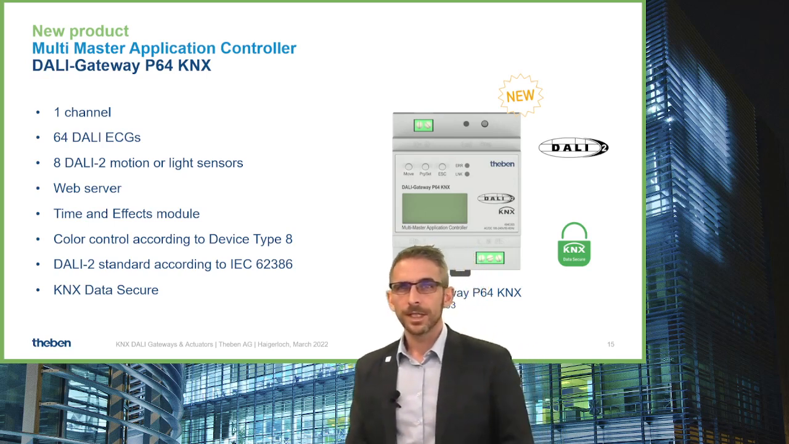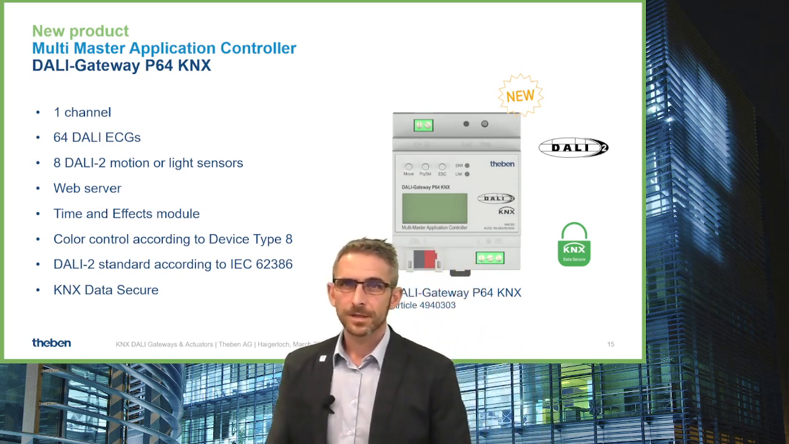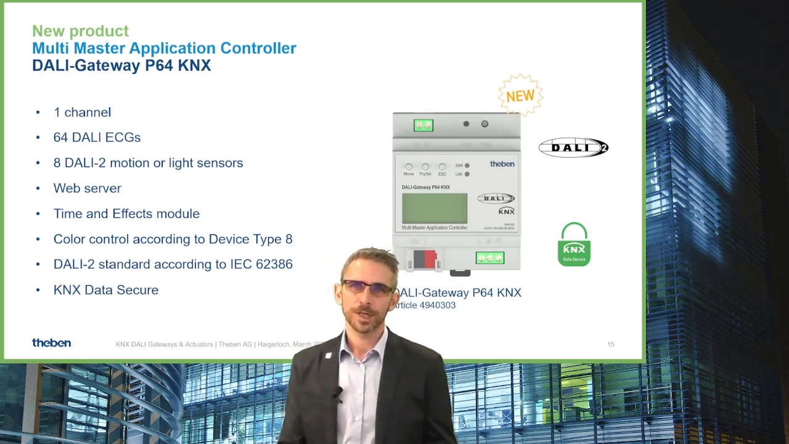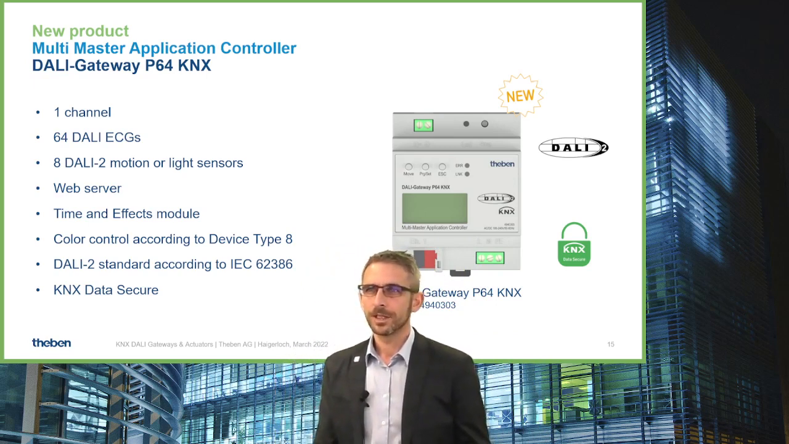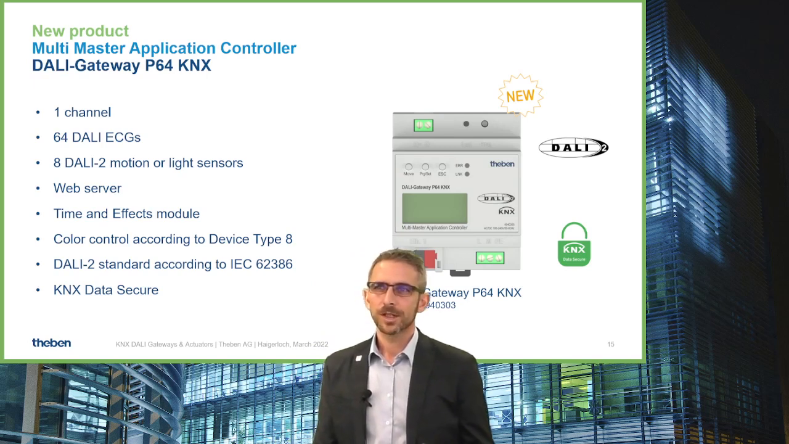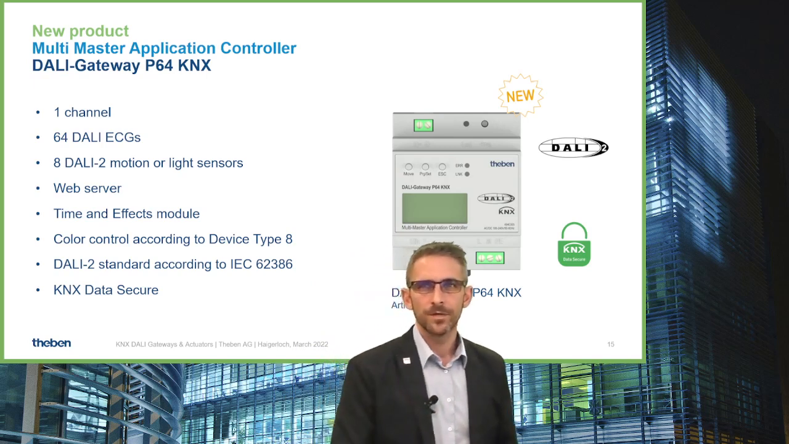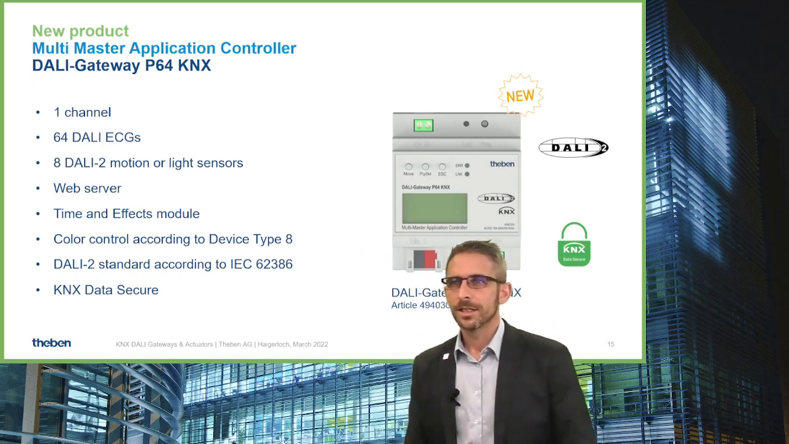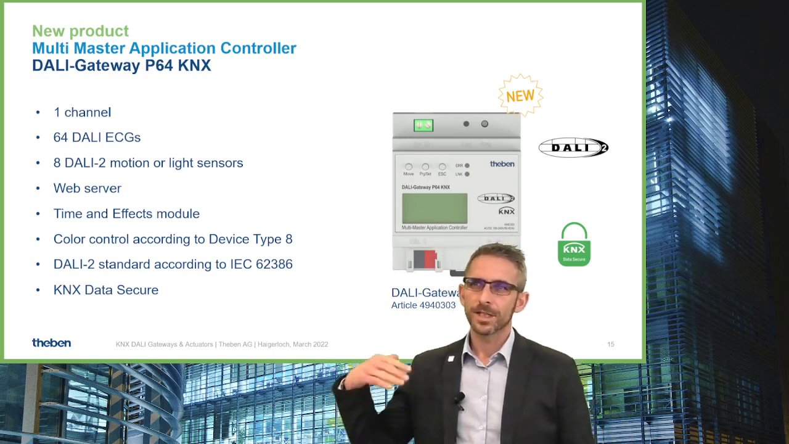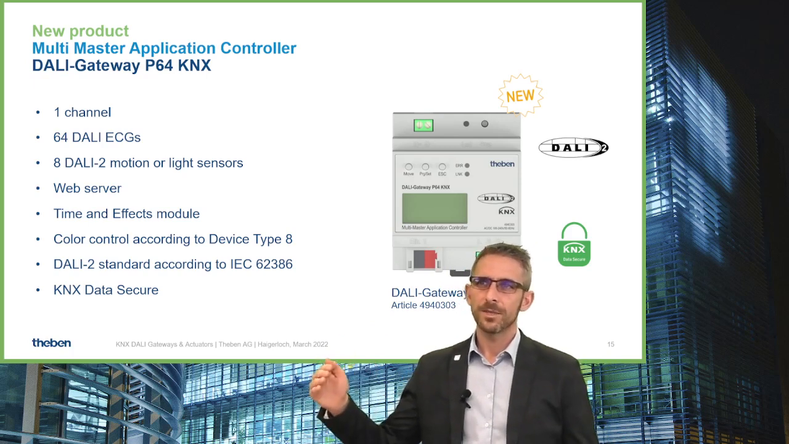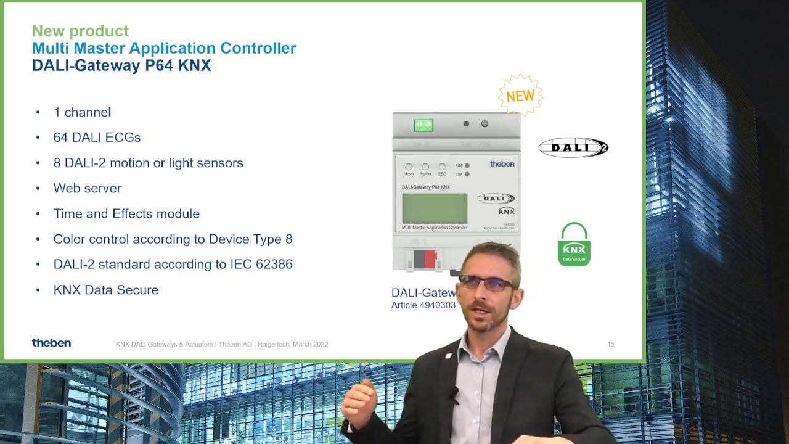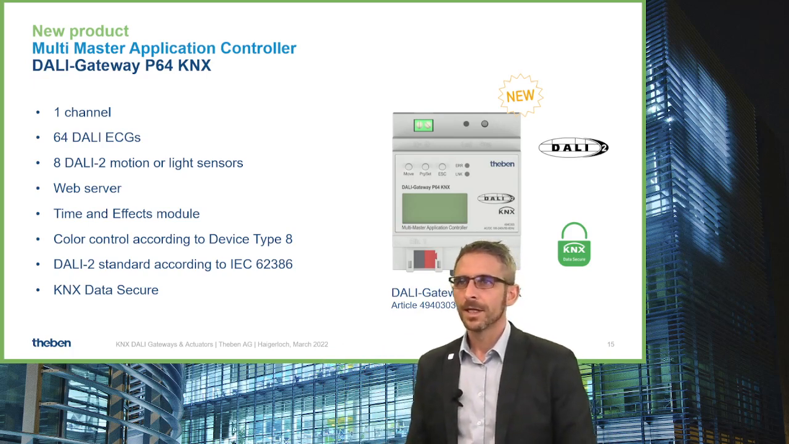Also included with the DALI Gateway P64 is a time module and an effect module. Effect module, for example, can be used to have effects, especially, for example, with the color control. Can be very interesting. With the effect module, we can set, for example, that we first would like to have a red color for a predefined time, and then we have a fading time, and then we change to the green color for a predefined time, and so on.